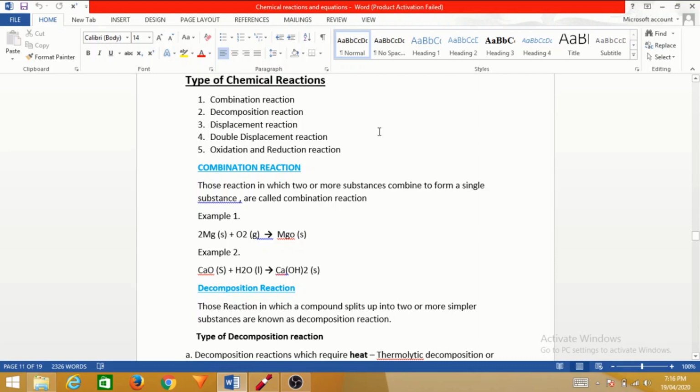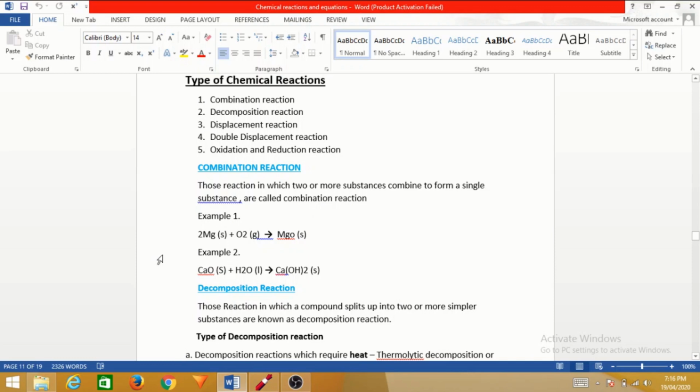What do you mean by combination? Combination means when two things are combined. Exactly that thing happens with this chemical reaction. Here, two or more than two substances combine with each other to give a single substance. So this is called combination. Substance means they may be elements, they may be compounds.